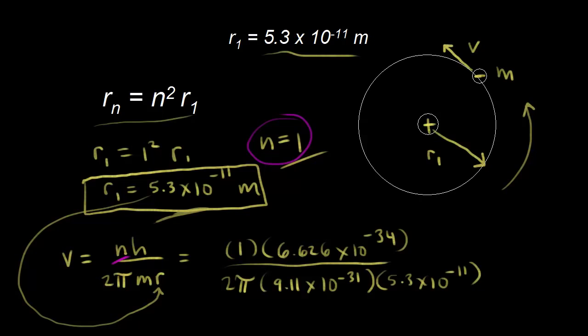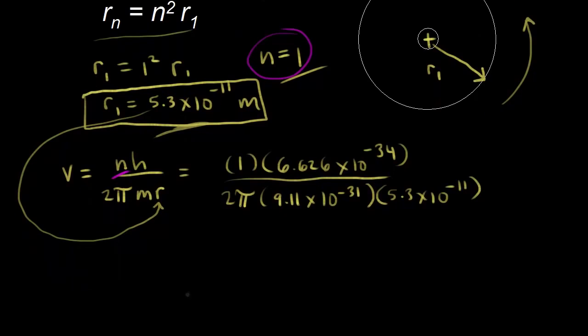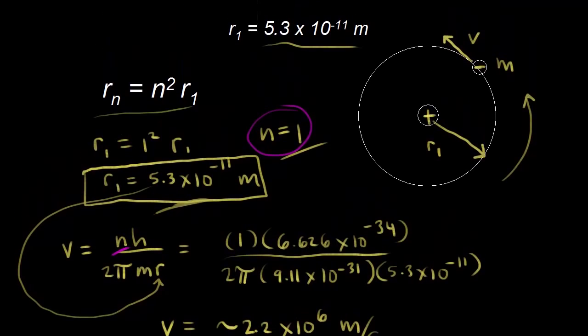If you do all that math, I won't take the time to do it here, but you'll get a velocity of approximately 2.2 times 10 to the 6th, and your units should work out to meters per second. So that's the velocity. Going by the Bohr model, you can calculate the radius of this circle, and you can also calculate the velocity. Again, this isn't reality, but we'll use these numbers in later videos, so it's important to figure out where they came from.